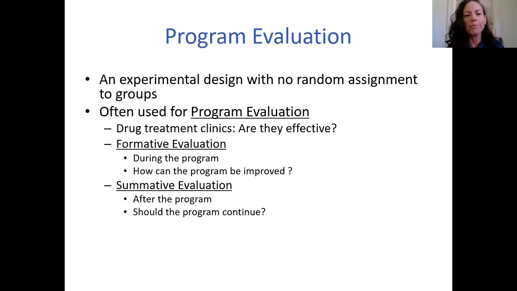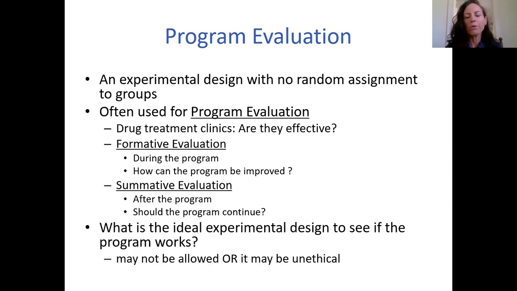So what we see is, for example, something like a drug treatment clinic. You want to see if a drug treatment clinic is effective. And so you can do either a formative evaluation or a summative evaluation. The formative evaluation is during the program itself. And so, you might do surveys throughout the program, say, are you going to stay? Are you going to leave? How are you progressing through the program or something like that? And the idea there is to see how the program can be improved. The summative evaluation, the word summary is similar, is something after the program. So you look at how it worked afterwards to see whether you should continue on with that program.